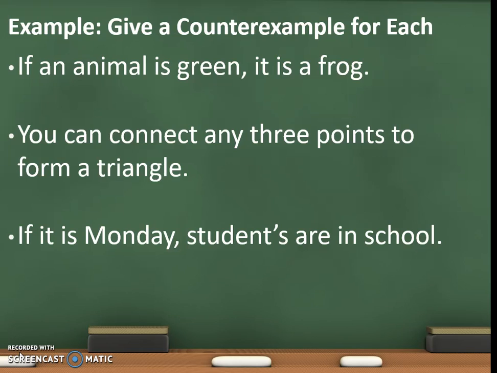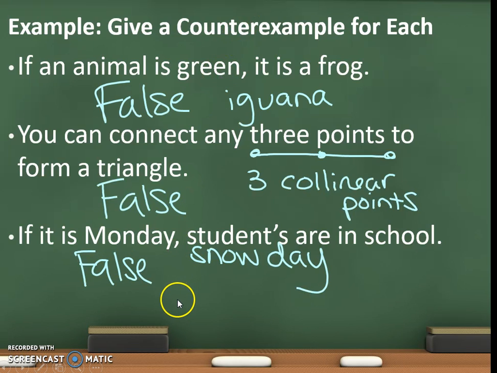Pause the video. So when you give counterexamples, they're all false, right? If an animal is green, it's a frog? Not all the time. That's false. So what will be my counterexample? Iguana. An iguana is green, but it's still an animal, and it's not a frog. You can give another example of an animal that is green but not a frog. You can connect any 3 points to form a triangle. False. Here you can have 3 collinear points, right? So you can have collinear points and not form a triangle.